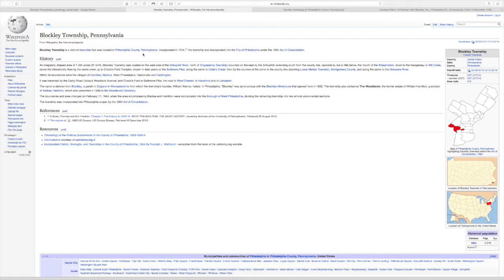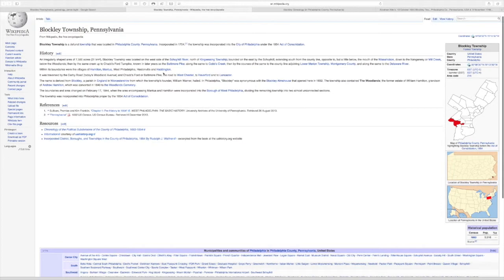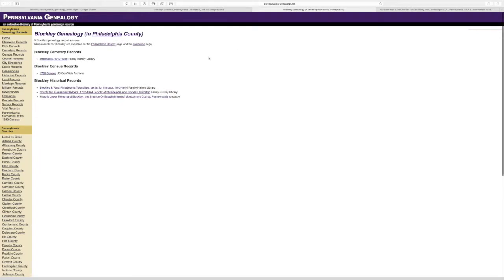It's now defunct, so it's no longer a township, incorporated in 1704. So what happened to where it's defunct? More questions to be answered. The name was derived from Blockley, a parish in England in Worcestershire, from which the township's founder William Warren hailed. So he came from there and brought that name with him to the new land. So that's a little bit of interesting information. Let's go over here to Blockley Genealogy.